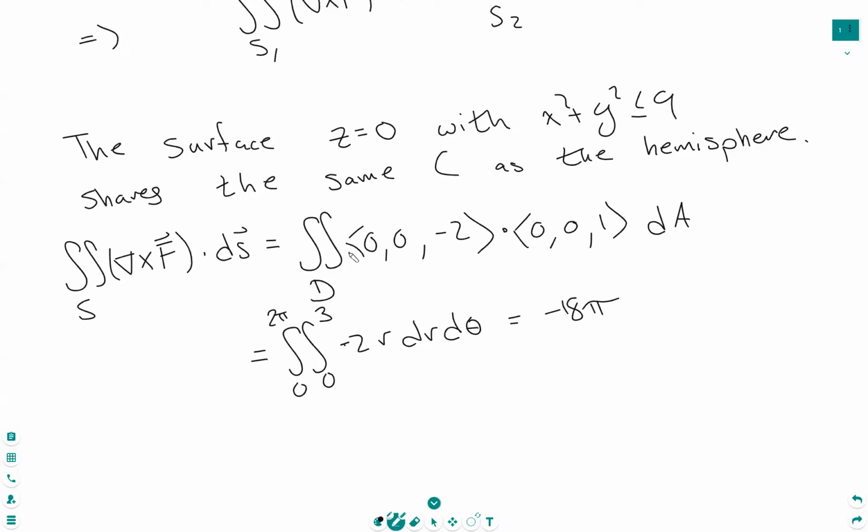So we have our curl of F dotted with our n, which we could just intuitively write as 0, 0, 1, because we know that it has to be directly pointed up, dA. And then we just get the same polar coordinate integral, and we can do that over again. We get negative 18 pi.